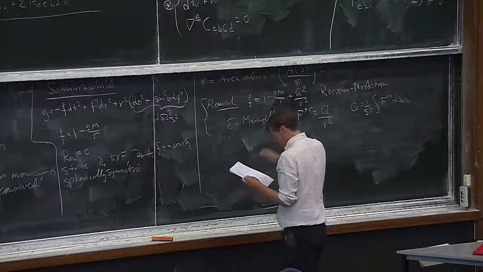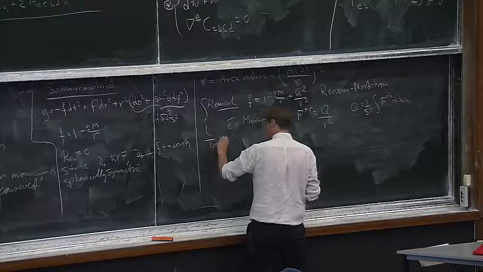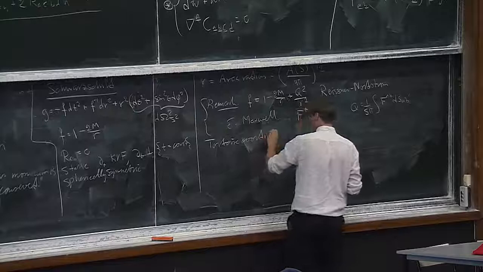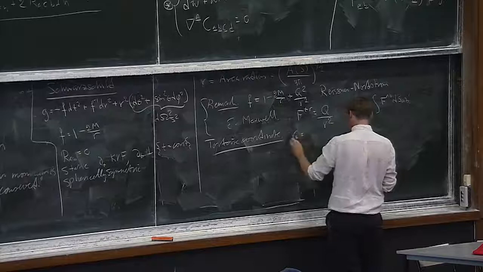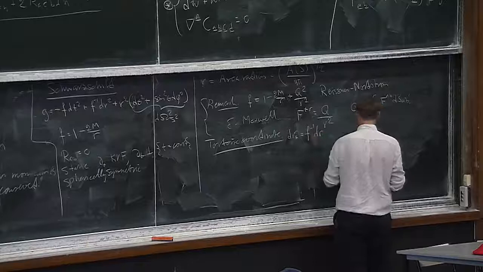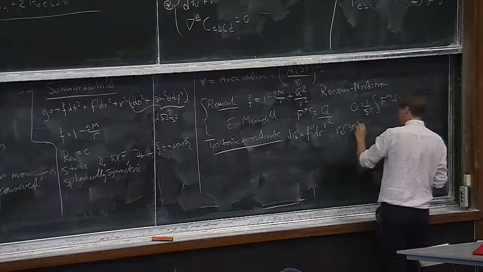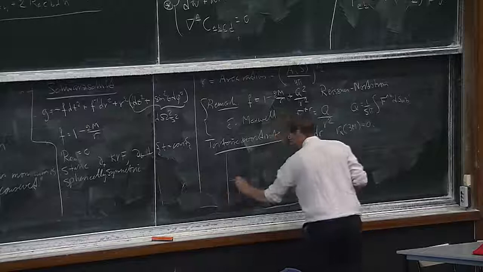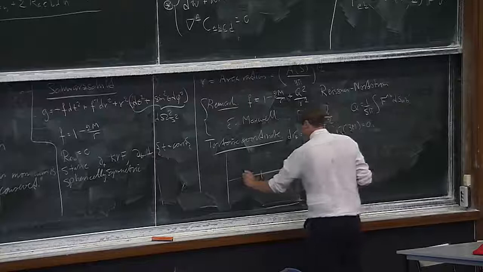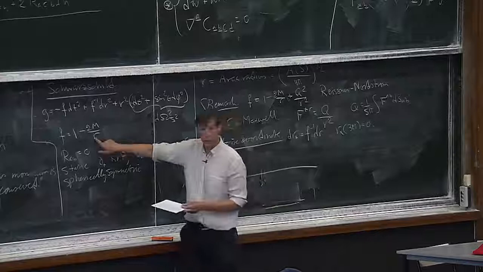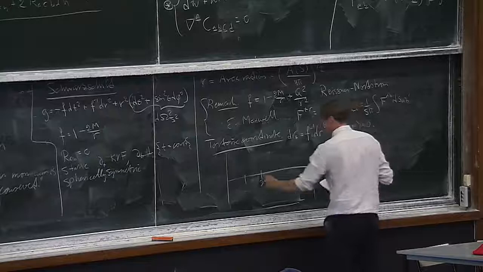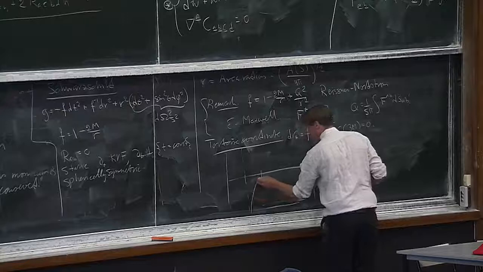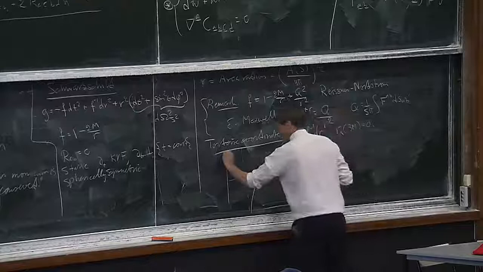And if we introduce the tortoise coordinate, r star, so dr star is f inverse dr, and we set r star at 3m equal to 0, then this coordinate has the following behavior. At 3m, it's 0. At 2m, where f becomes 0, if you integrate this, this blows up. So it diverges logarithmically and then grows linearly. So this is the behavior of r star compared to r.